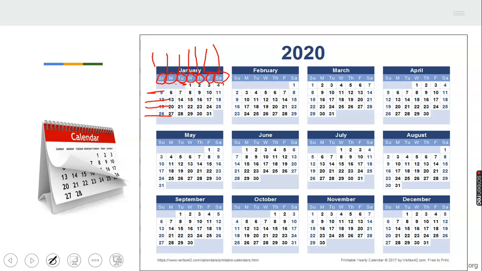Look at this February. This one has 1 full week, 1 full week, 1 full week, 1 full week, then 1 extra day. Can you see that? Look at this March. 1 full week, 1 full week, 1 full week, 1 full week, 1, 2, 3, 4, then 3 extra days. So every month has 4 weeks, and then they have extra days that are not up to 1 week, that is, not up to 7 days.